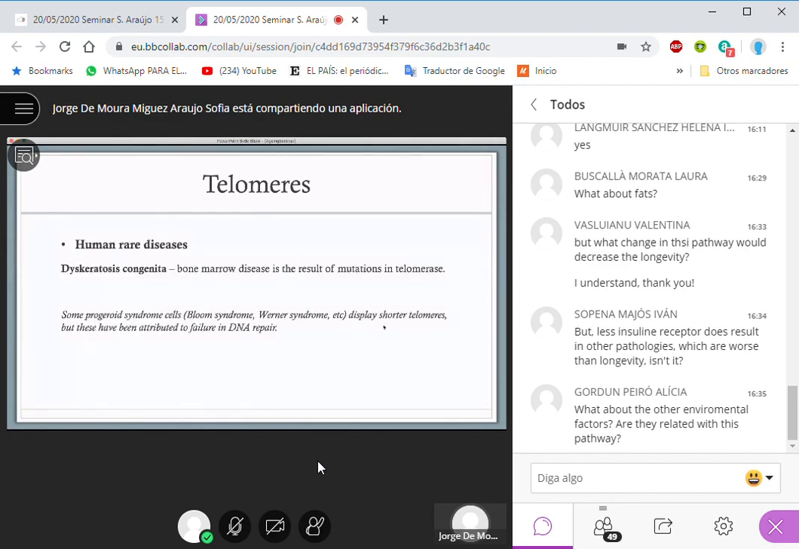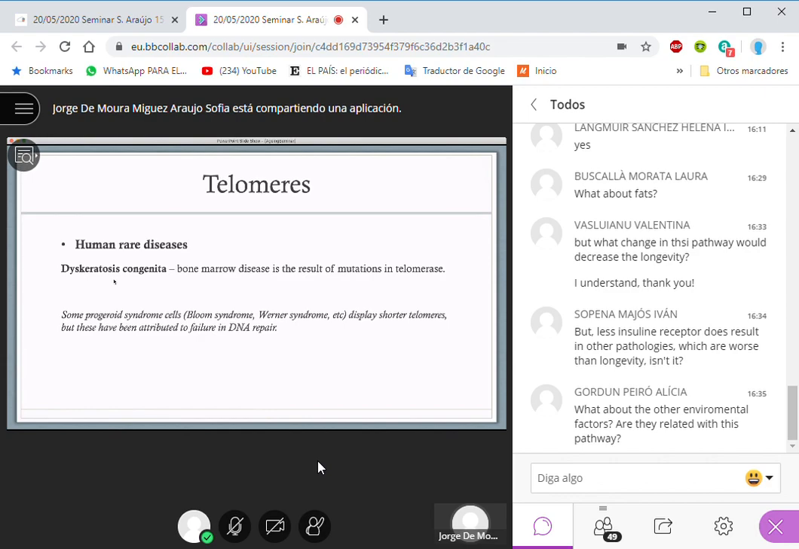There are also some rare human diseases where telomerase is affected. One of them is called dyskeratosis congenita, and it's a bone marrow disease because, of course, in the bone marrow you have lots of stem cells and you have problems in division if you have mutations in telomerase. But these people that suffer from dyskeratosis congenita and have bone marrow disease, this is not a progeroid syndrome. So these people are not aging faster. So you can have mutations in telomerase and not age faster.